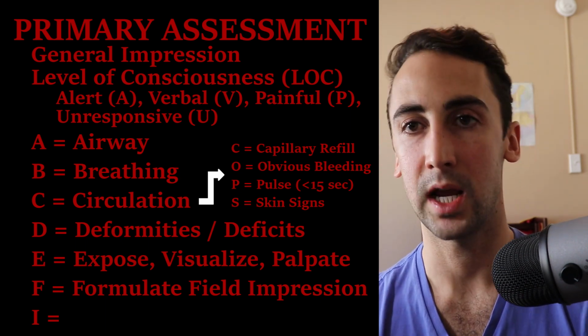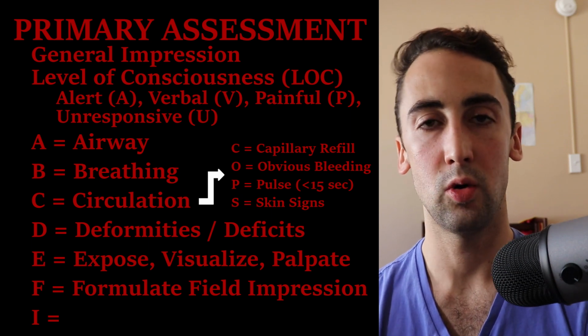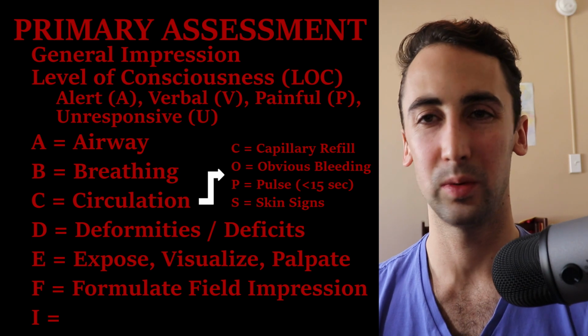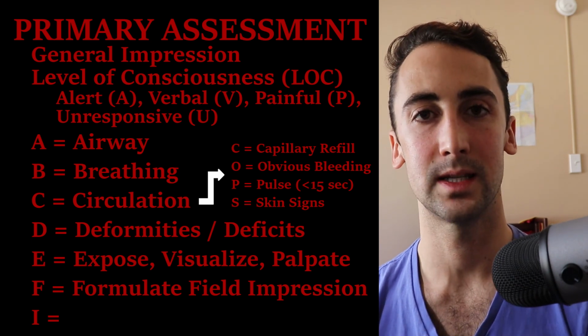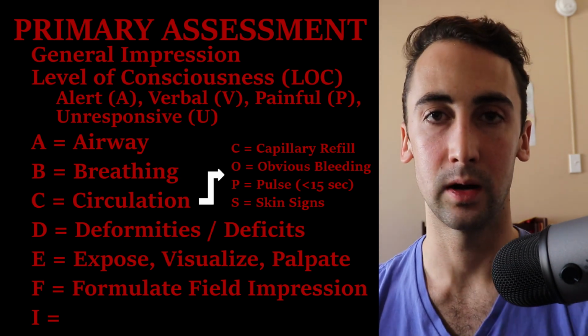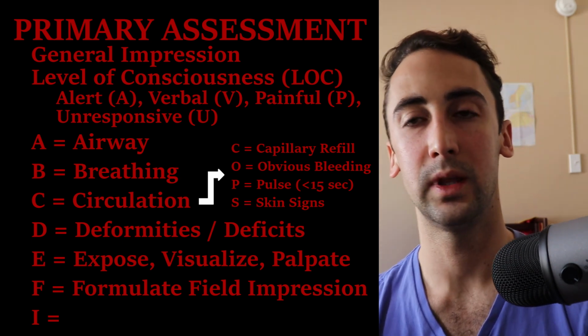Circulation, let's say everything checked out. All of her circulation looked normal. She doesn't have any deficits, no obvious deformities. For this, we don't really have to expose, visualize, and palpate necessarily if she's just complaining of shortness of breath. But as I said in the examples earlier, it would fall under that. So that's formulating a field impression.